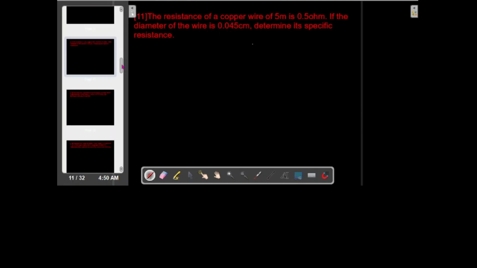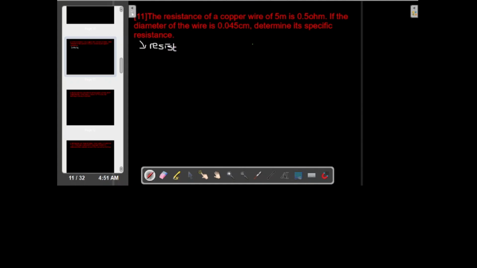Now let's move to question 11. Question 11 says that the resistance of a copper wire of 5 meters is 0.5 ohm. If the diameter of the wire is 0.045 centimeter, determine its specific resistance. Now, what is specific resistance? When we say specific resistance, we also mean resistivity. That is another name for resistivity. Please don't be confused by our choice of words here. So resistivity is the same as specific resistance.